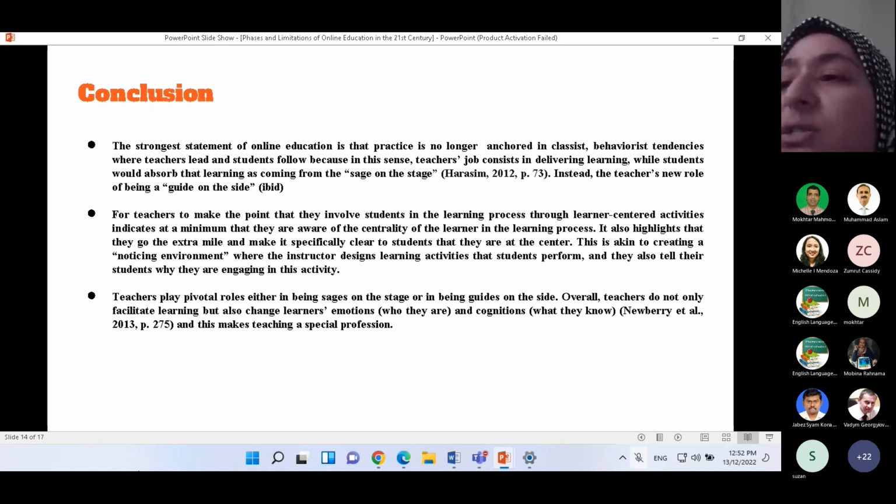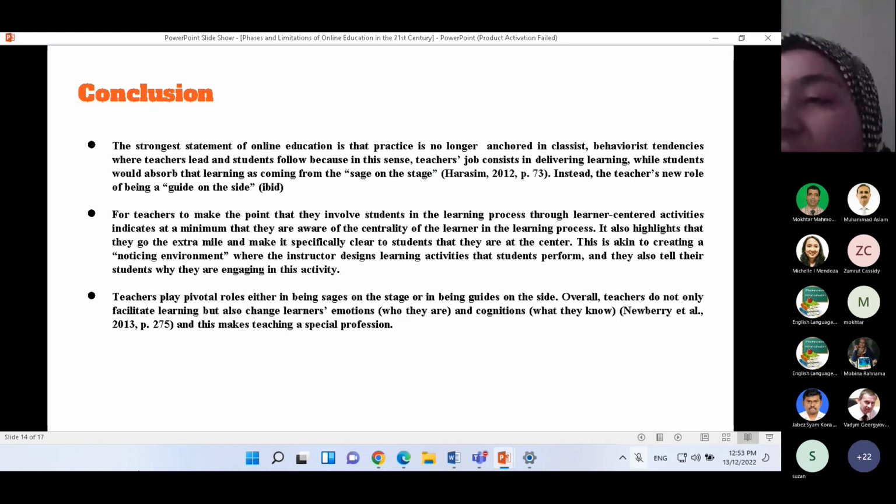So the strongest statement of online education is that practice is no longer anchored in classic behaviorist tendencies where teachers lead and students follow. In this sense, many teachers' job consists in delivering learning which students would absorb as coming from the sage on the stage. Instead, teachers' new role is of being a guide on the side.